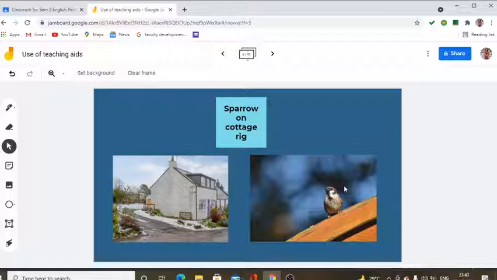cottage roof or some kind of an external part of the building reminds us, or the chirping of the sparrow reminds us of a brisk arrival of spring, though it's not spring, but the chirping of the sparrow reminds us of spring season. Now we move on to the next component, proper display.